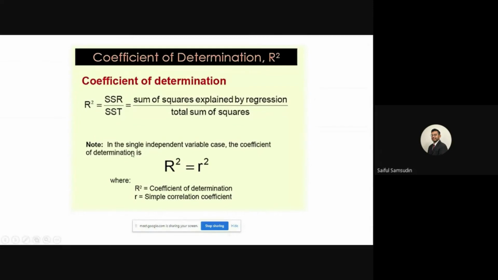So R square is SSR, the sum of squares explained by regression, divided by SST. SST is the total sum of squares, which is already in your output from before. In the single independent variable case, the coefficient of determination, R square, equals the square of the simple correlation coefficient. So we can see here that regression and correlation are very closely related to each other.